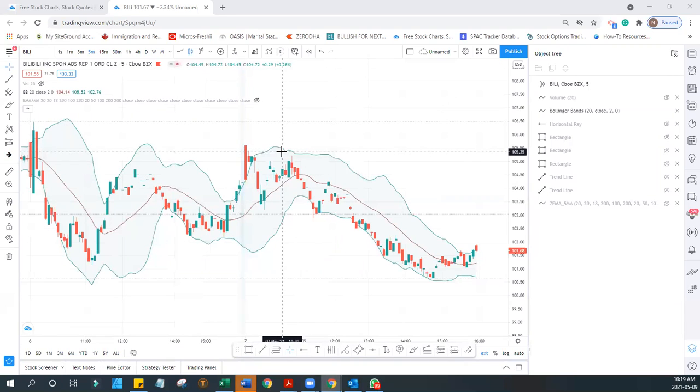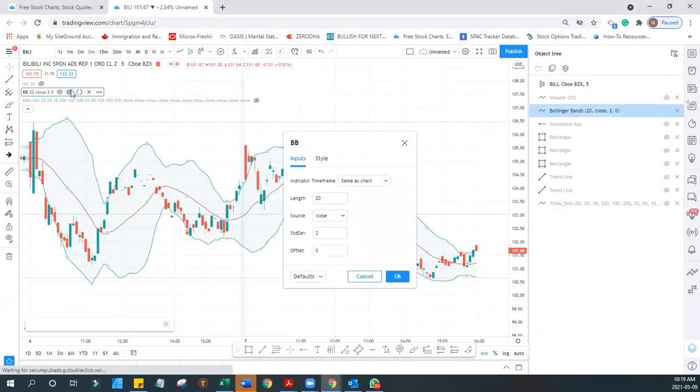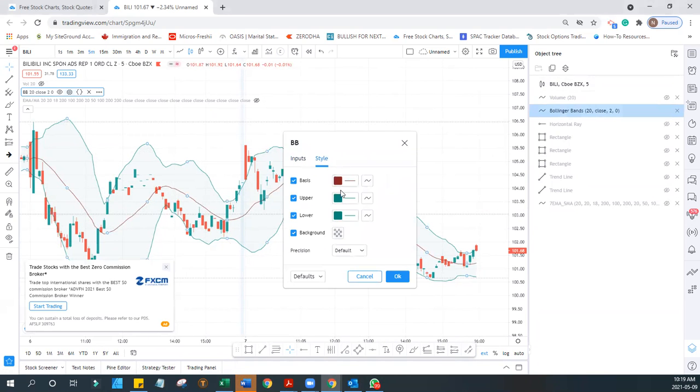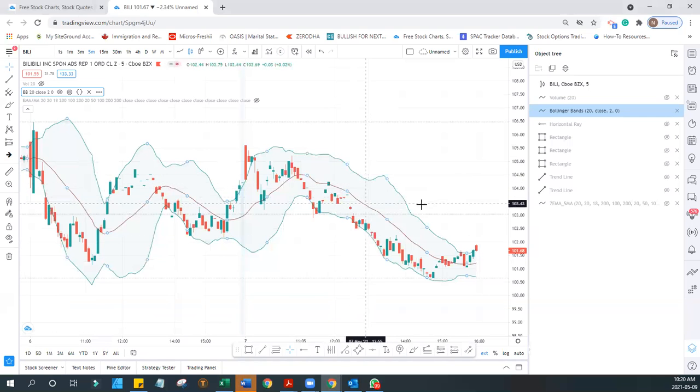The upper part you can say is the upper band, the lower part is the lower band, and the middle line you are seeing is a 20 simple moving average. You can change the color by going into the settings. It will be very easy to change if you want to. You can change any color, but I just keep this one.